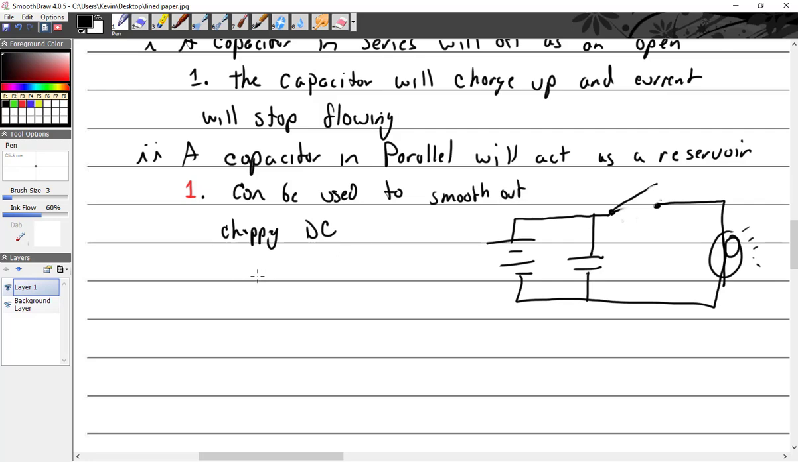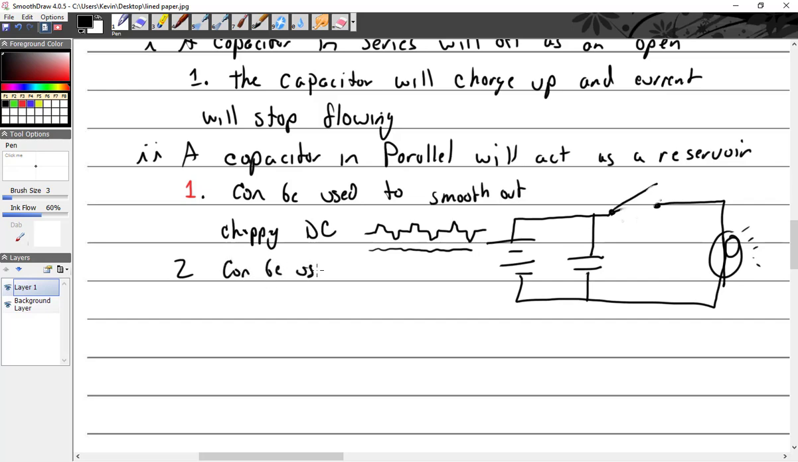So if it's not a nice DC wave and you've got some waveforms that aren't quite nice, I hope that's not anybody's heart rate, the capacitor then could fill up and absorb some spikes and fill in some low spots. So when you're done, it might look a little bit better. All right, smooth out choppy DC.